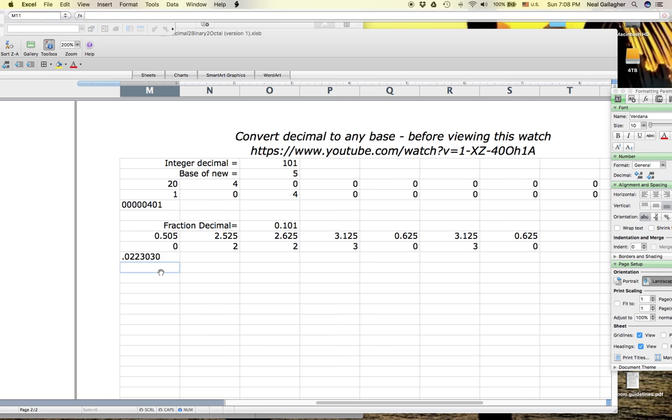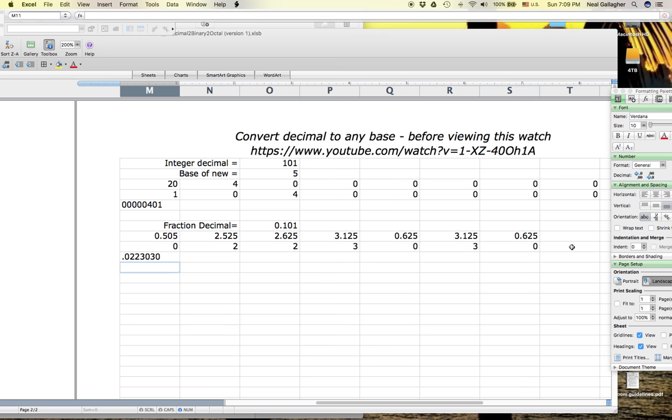Okay, now how can we check to see if that is about right? I said that this number, this fraction, could go on forever, just like you have decimal fractions that go on forever, right? 1/3 is 0.33333 on forever. 2/3, 0.66666 on forever, and so on.